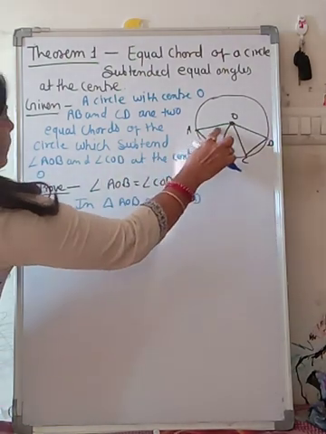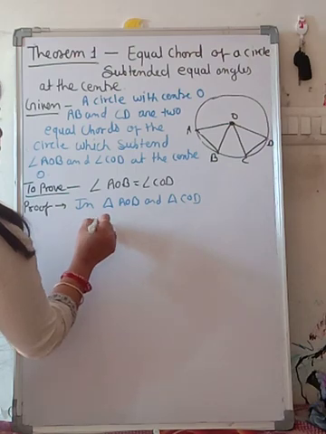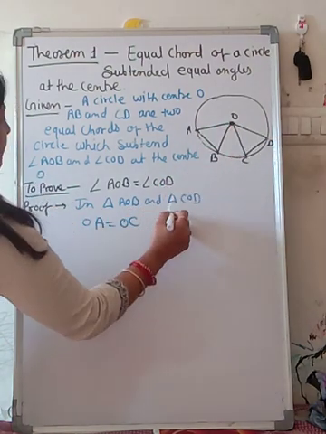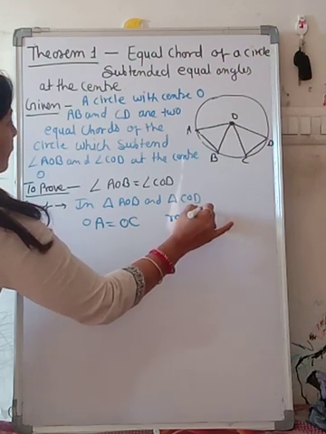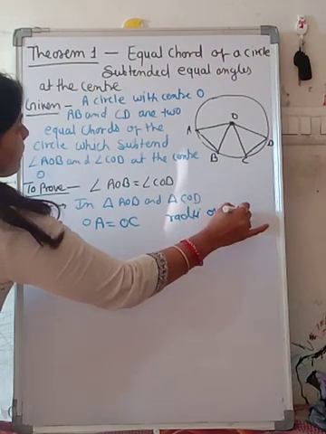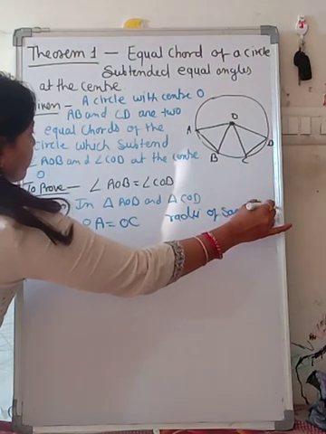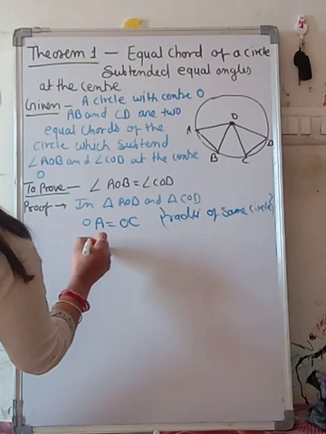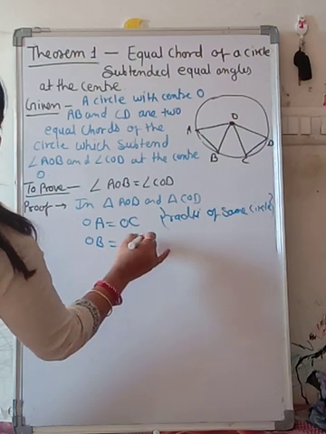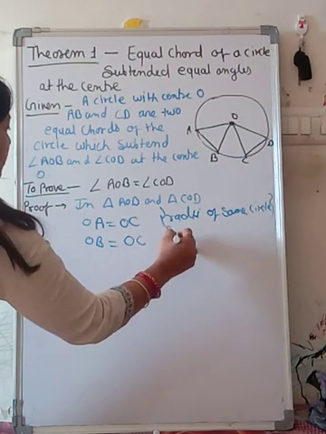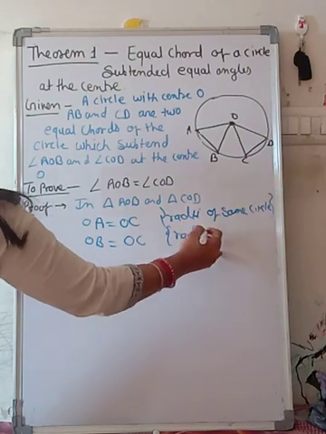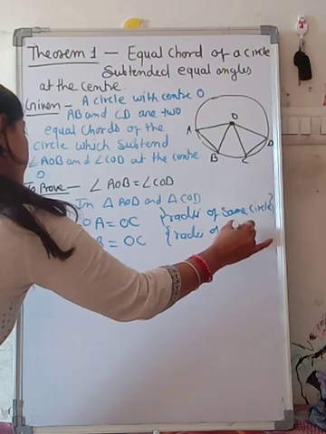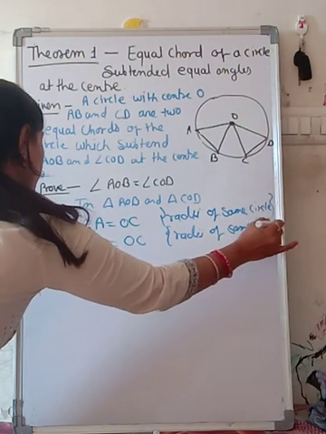First we write OA equal to OC, the reason being radii of the same circle, because radii will be the same. Similarly, OB equal to OD, again the reason is radii of the same circle. So write down here, radii of the same circle.